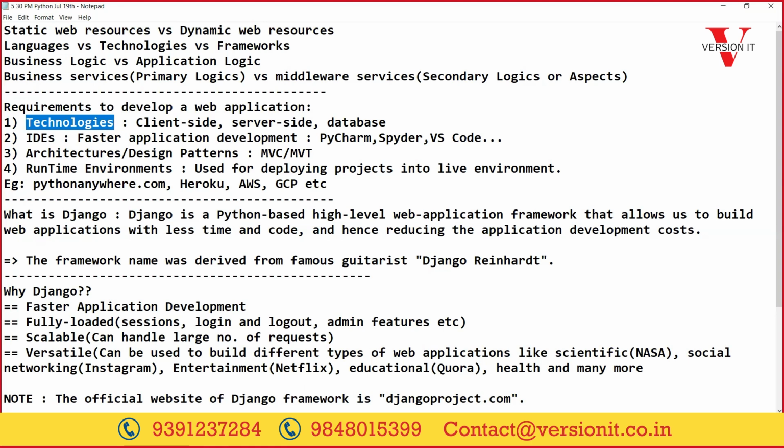You are building some application, which means we need some software. Software means we know we have three types available: client, server, database. So we need to run some programs at client side, we need to run some program at server side, and we need to construct and manage the database. So three technologies are required: one for client side, second for server side, third one database.